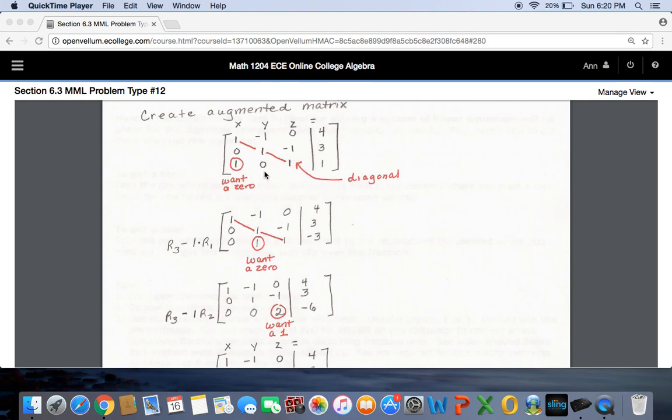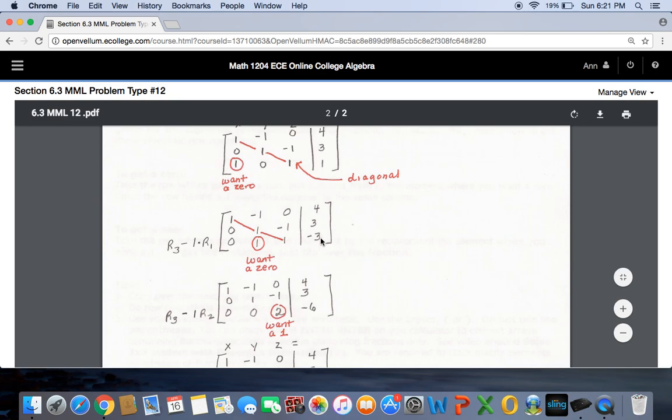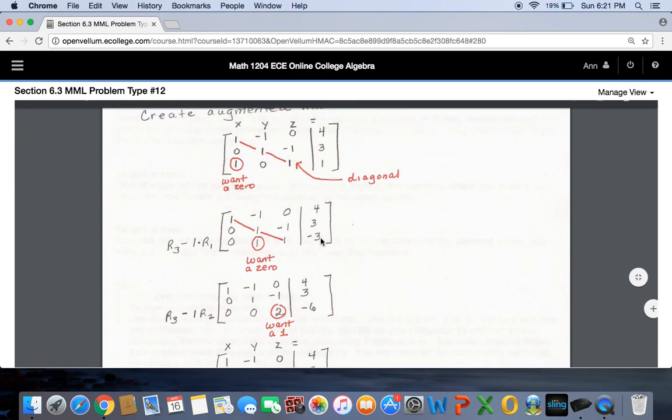Now we're going to look in the next column. Row 3 minus row 1. 0 minus a minus 1 is 0 plus 1, which is 1. That's why we put a 1 here. Row 3 minus row 1. 1 minus 0 is 1. 1 minus 4 is negative 3. That's why there's a negative 3 there.